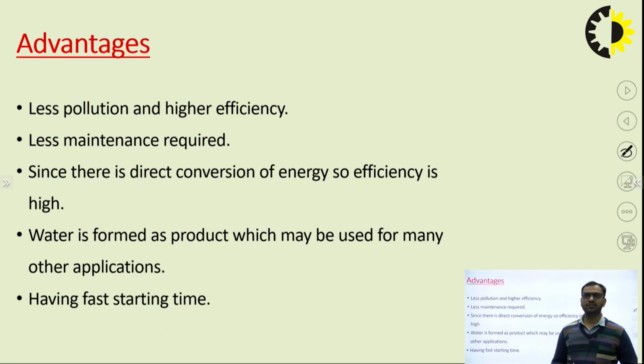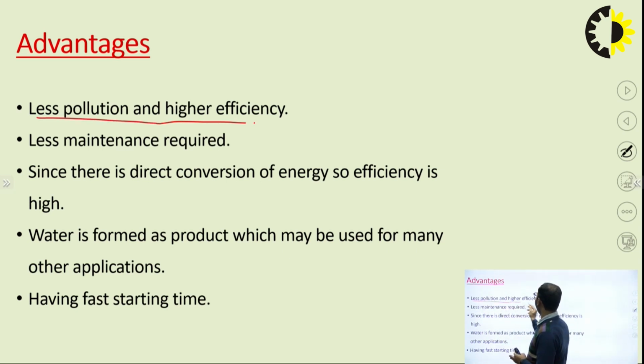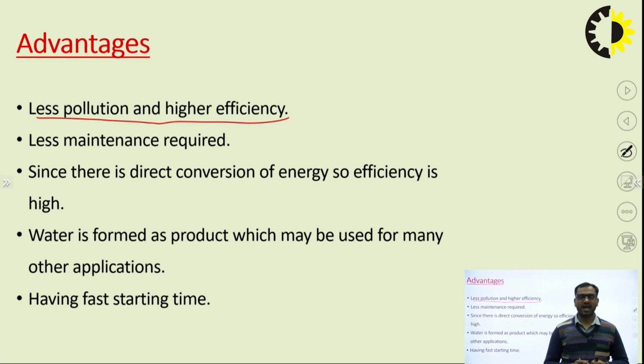Now I will discuss the advantages and disadvantages of fuel cells. As we know, a fuel cell is used to produce electricity, meaning we can convert the chemical reaction of fuel into electricity. There are many types of fuel cells which I have already discussed. Now, what are the advantages of fuel cells? The first advantage is less pollution and higher efficiency, meaning fuel cells have higher efficiency compared to other forms of electricity generation.